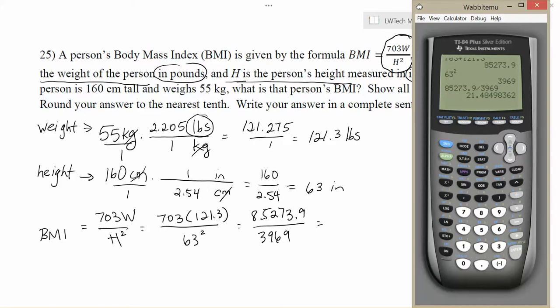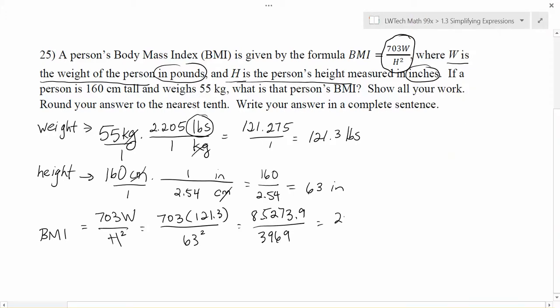It says to round to the nearest tenth. Remember, the nearest tenth is one digit after the decimal. So this says 21.48. The 8 will have us round up to 21.5. That will be the person's BMI. So that would be our rounded solution.